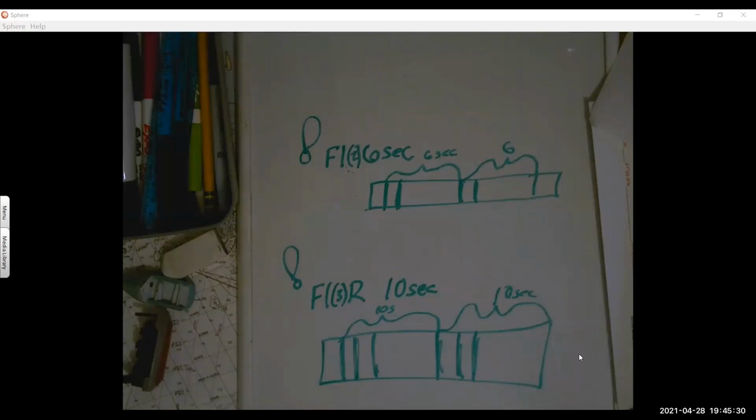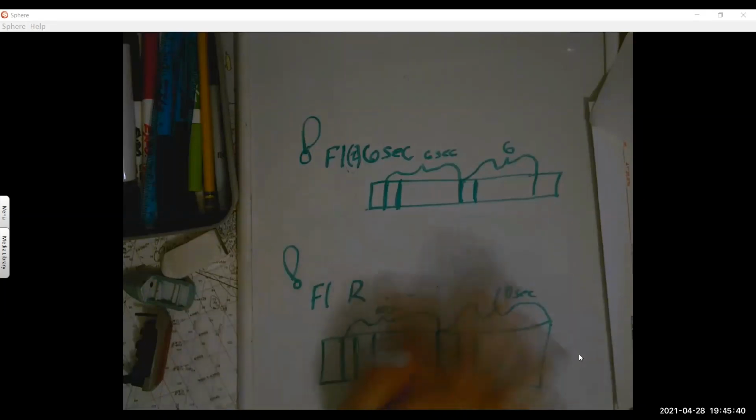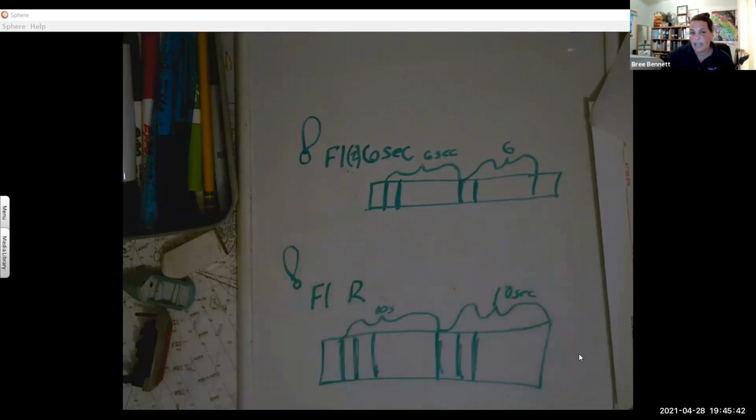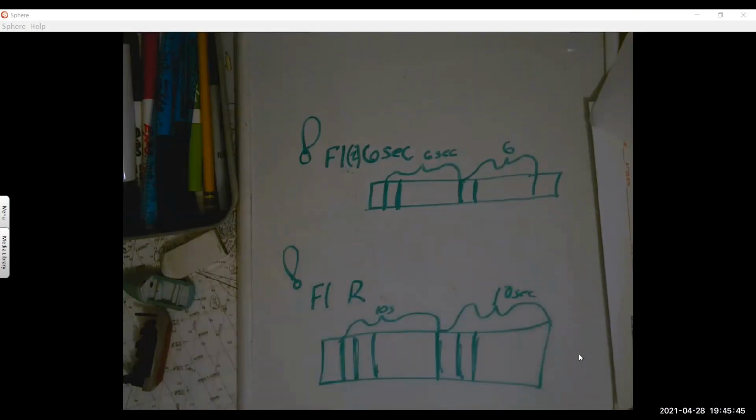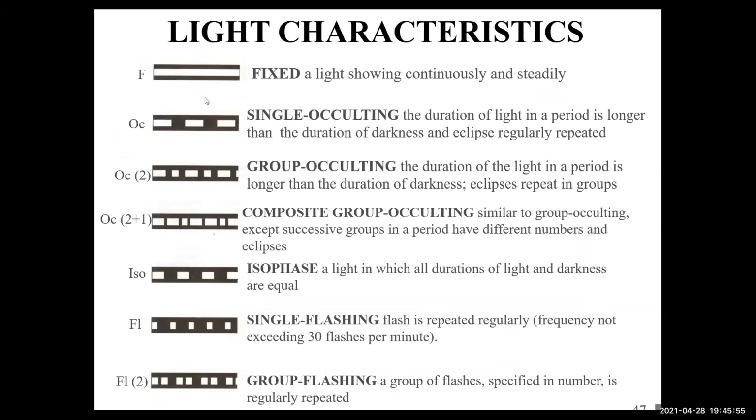Go back. I think there were some that didn't have that time or that number of flashes. So if it says, for instance, FL or FR, and it just says flashing, that's one pulse. So if it's just flashing, then it's just a single flash. If it has the group flashing, that's when it's going to have a number next to it.